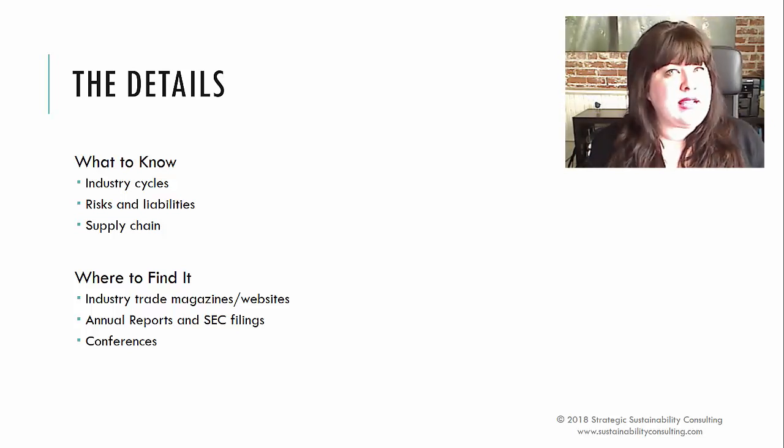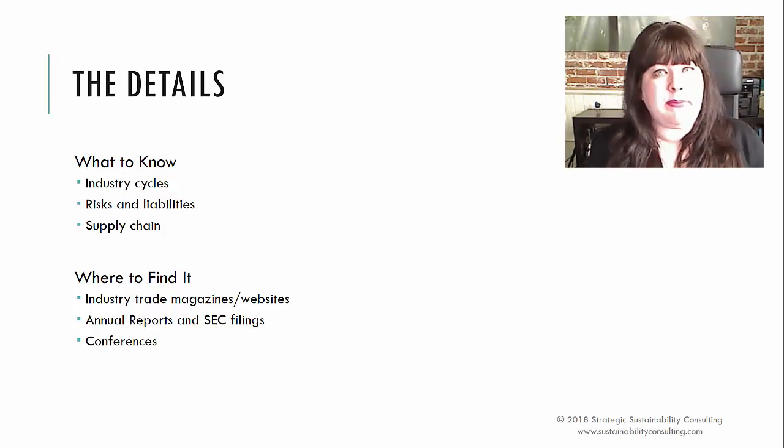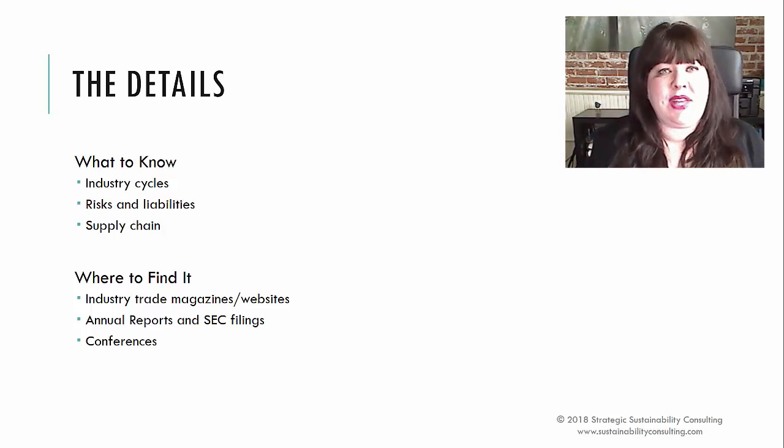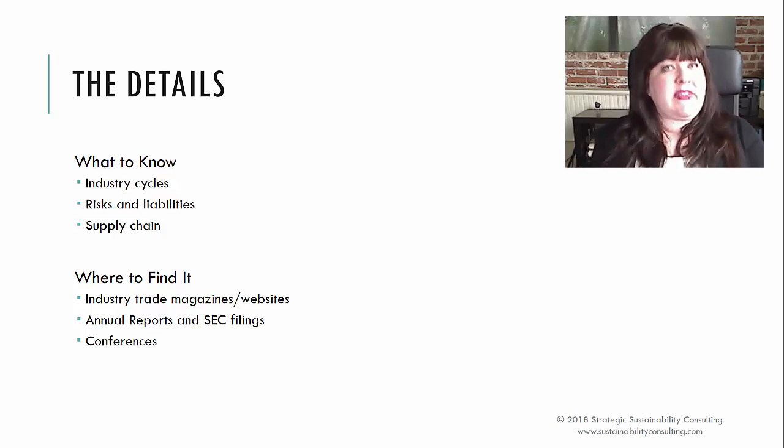So where can you find this kind of information? There's really three main places. The first one is industry trade magazines and websites. There are tons of free resources. Just go to Google and start looking at the mining industry, trends in the mining industry 2018, or things like that. You can get a lot of really good insight, not necessarily related to sustainability, but sort of that one step back.